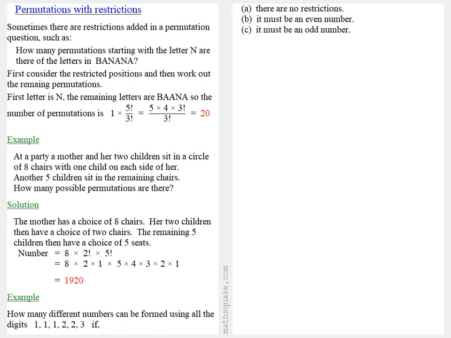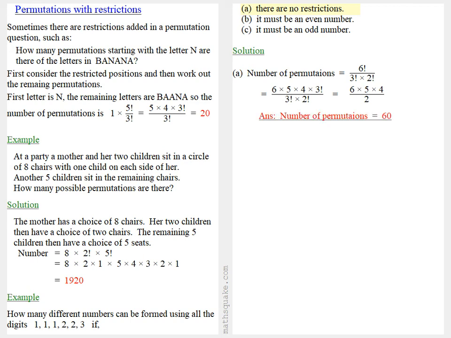How many different numbers can be formed using all the digits of 111223 if, now in the first part, there are no restrictions? Well, there are 6 digits with 3 repeats and 2 repeats. So the number of permutations is 6 factorial over 3 factorial times 2 factorial, which can be written as 6 times 5 times 4 times 3 factorial over 3 factorial times 2 factorial, or 6 times 5 times 4 over 2, which is 60. So the number of permutations is 60.